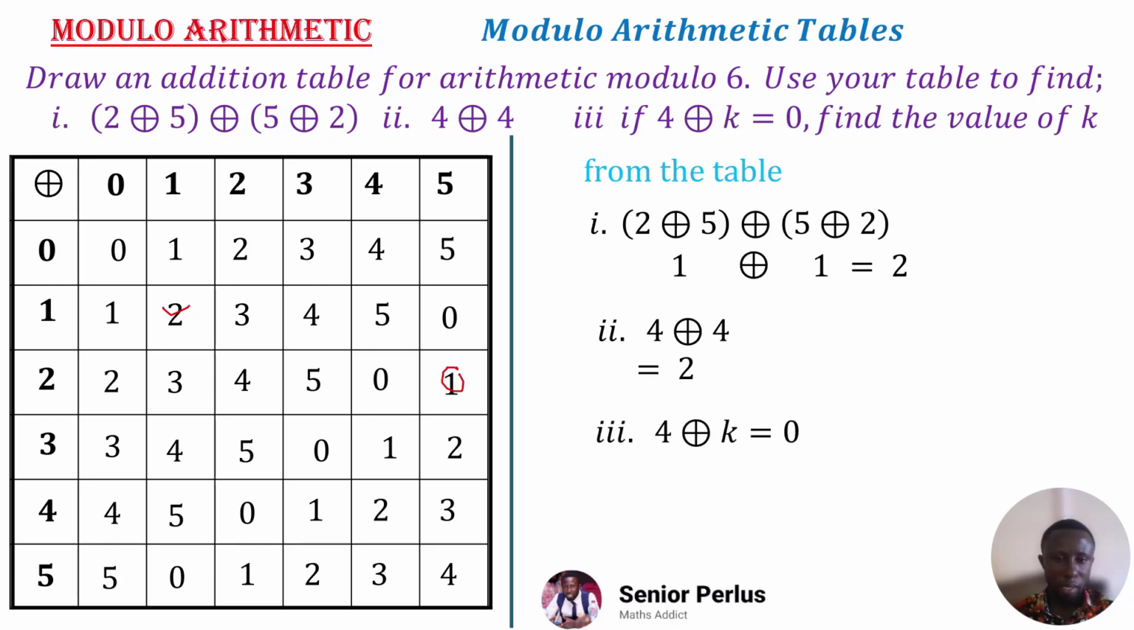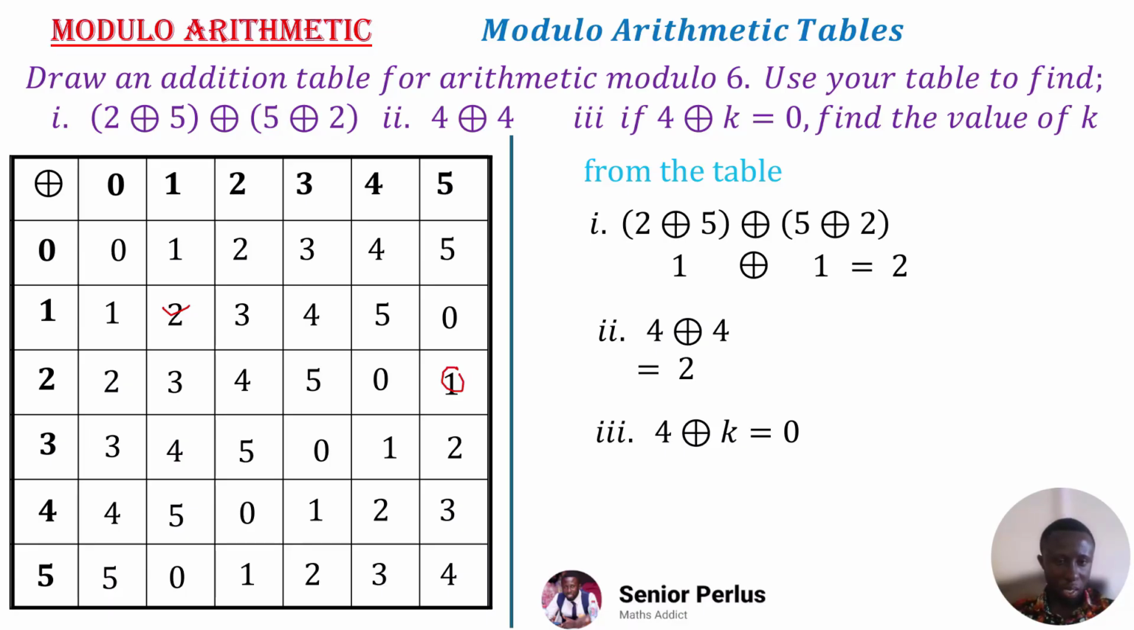We want a number. 4 plus a number gives us 0. So let's check the 4. Here is the 4 column, and we have 0 here. Okay, 4 plus a number gives us 0. So we check here, this is the 4, and we have 0 here. So what is it? Let's trace it.